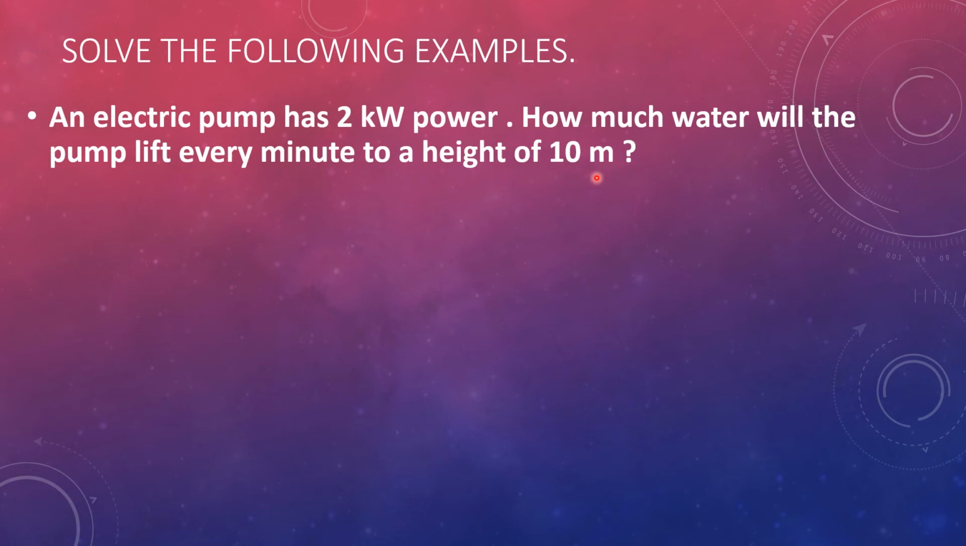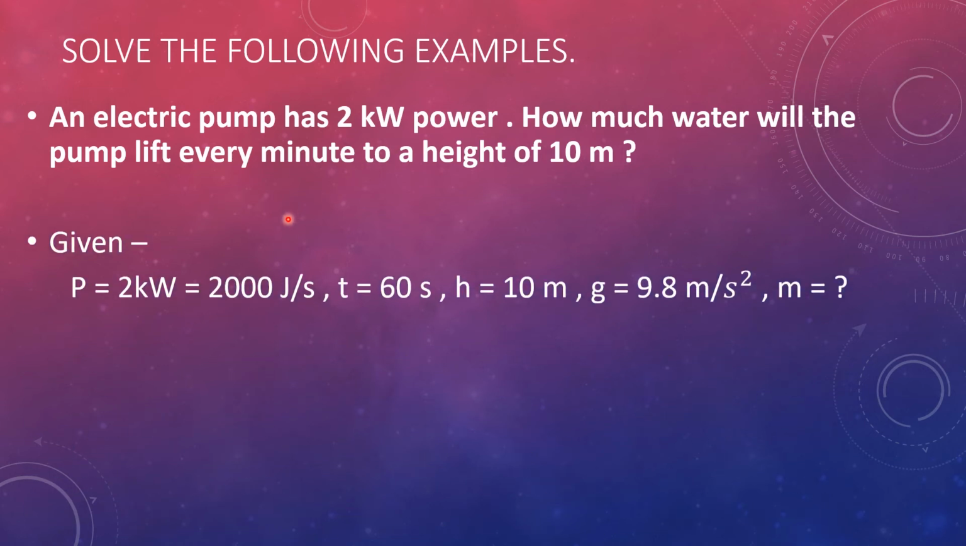10 मीटर उंचीवरती पाणी चढवायचं असेल तर प्रत्येक मिनिटाला किती पाणी चढवलं जाईल जर त्या इलेक्ट्रिक पंपची पॉवर 2 किलोवॅट असेल तर. Okay. Now at first write the given part. Power is equal to 2 kilowatt. Convert this into joule per second, that is multiply this by 1000. So we get 2 kilowatt is equal to 2000 joule per second. Now time is equal to 60 seconds because the time is given as every minute, that is 1 minute, and that is equal to 60 seconds.